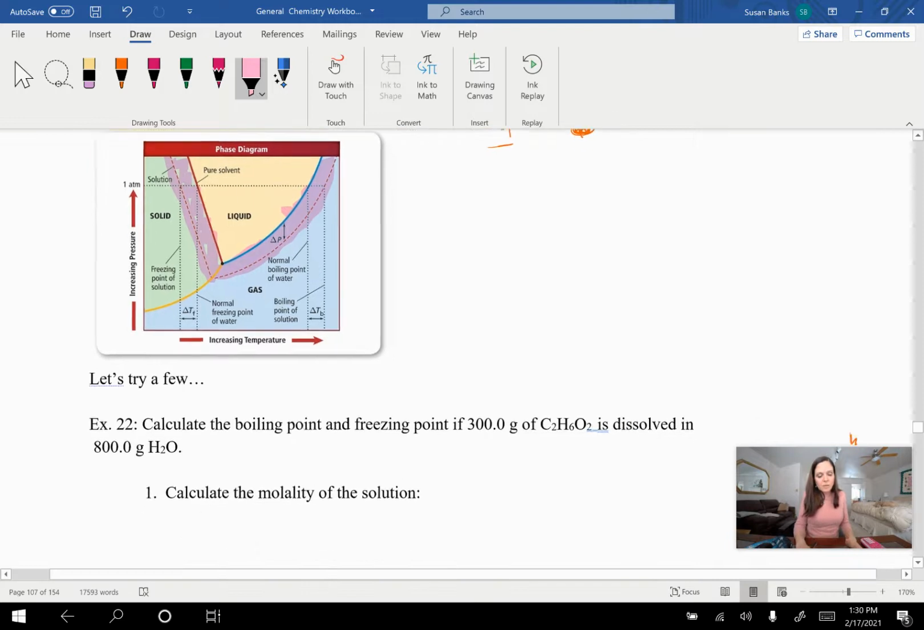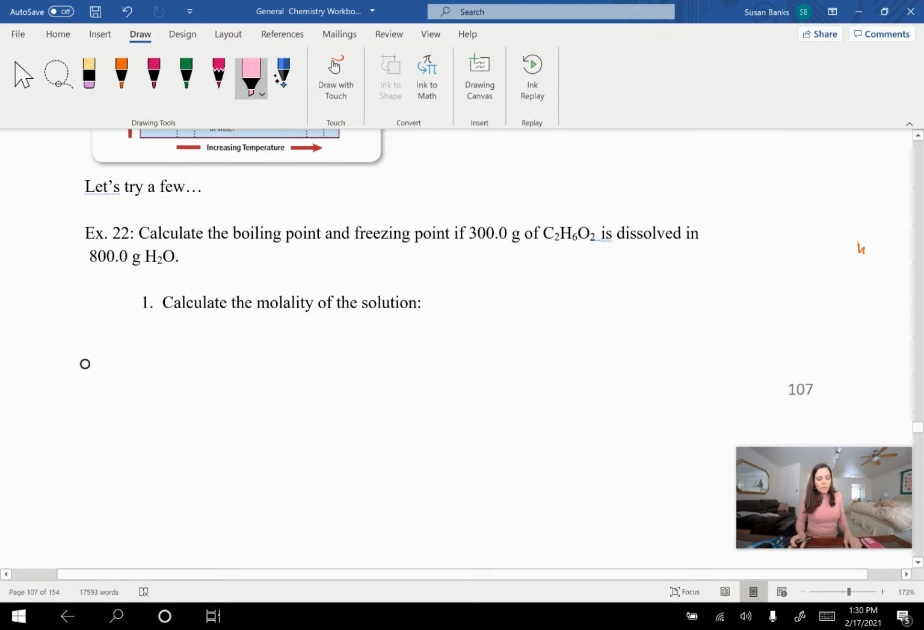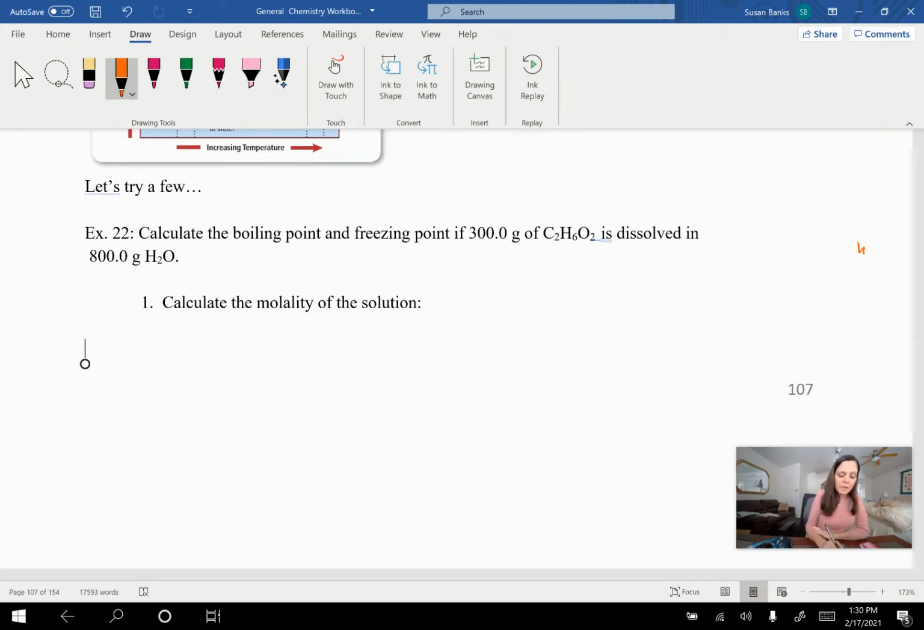Okay, so let's learn how we use this equation really quick. We want to calculate the boiling point and the freezing point if I have 300 grams of ethanol and I dissolve it in 800 grams of water. The first thing we need to do is calculate the molality of the solution. Molality, if you remember, is the number of moles of solute divided by kilograms of solvent.